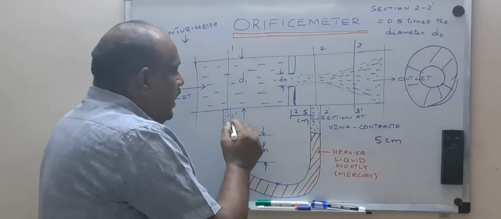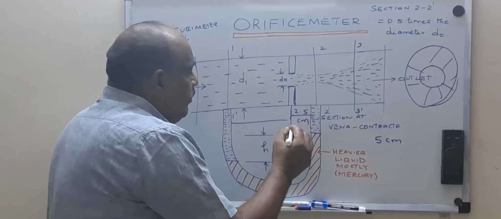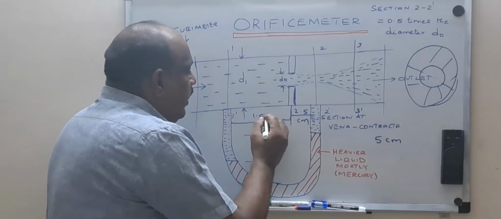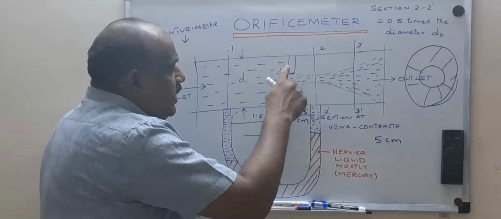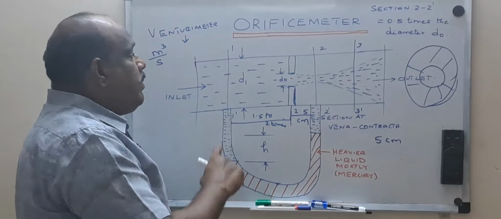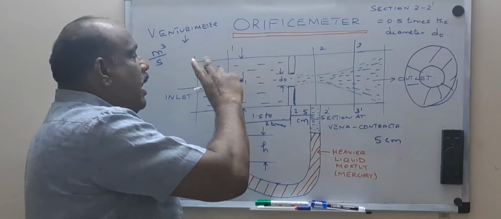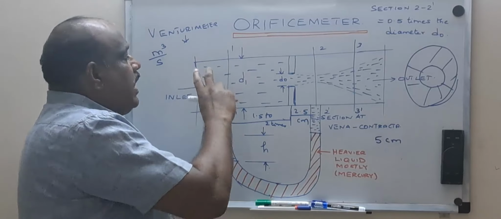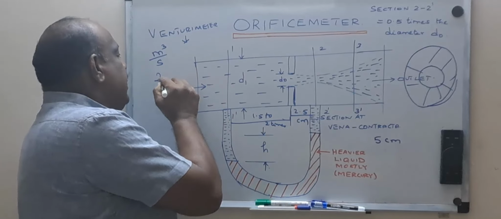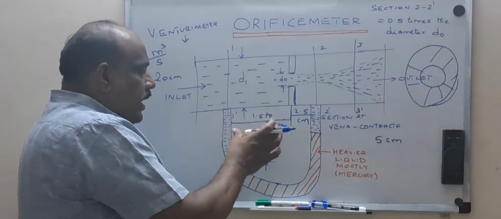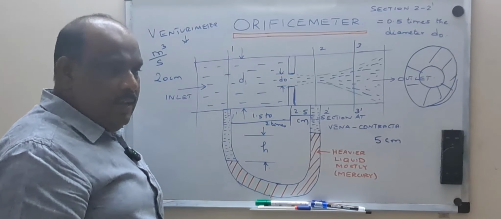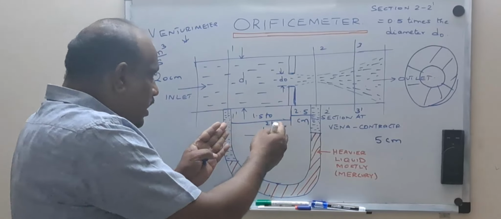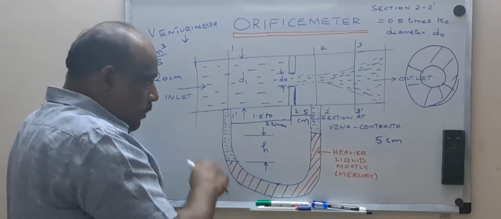So this distance is generally 1.5 to 2 times the diameter. Now let us see, the diameter of the pipe is not this diameter, this is the diameter of this pipe. So if this diameter is say 20 centimeter, for example, then I have to keep it as what? 30 centimeter. So this distance is calculated on the basis of the diameter of the pipe.